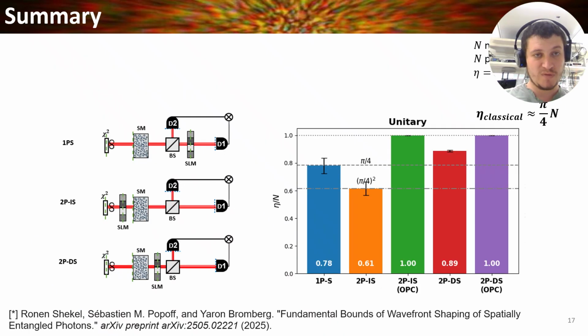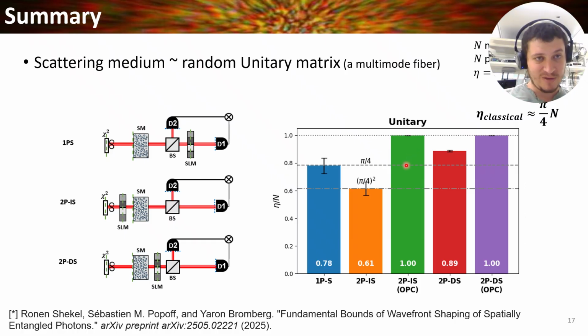So to summarize, we have shown that in the quantum case, different configurations of the SLM and different relative locations of the two detectors result in either reduced enhancement, the same as classical, or improved enhancement in these different configurations. Now, I remind you that in all of these cases, we assumed that the random medium is modeled as a unitary matrix. You can think of a multimode fiber.